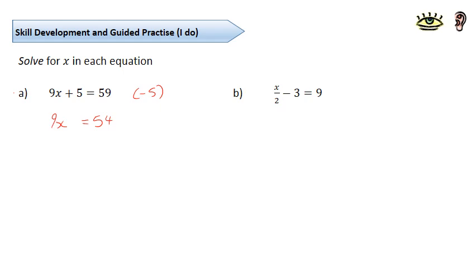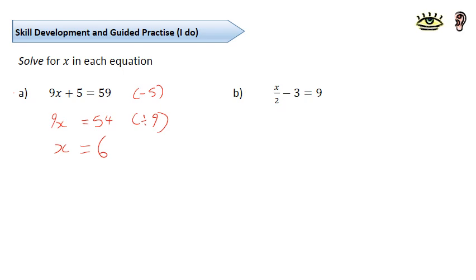Now the next step is 9 times x. How do you get rid of 9 times? We divide by 9. So x is going to equal 6. So we've unwrapped the equation with 2 inverse operations. Let's have a quick look at the next one.